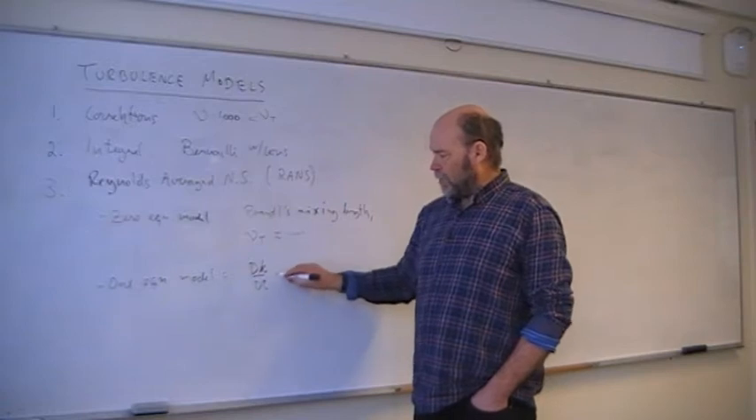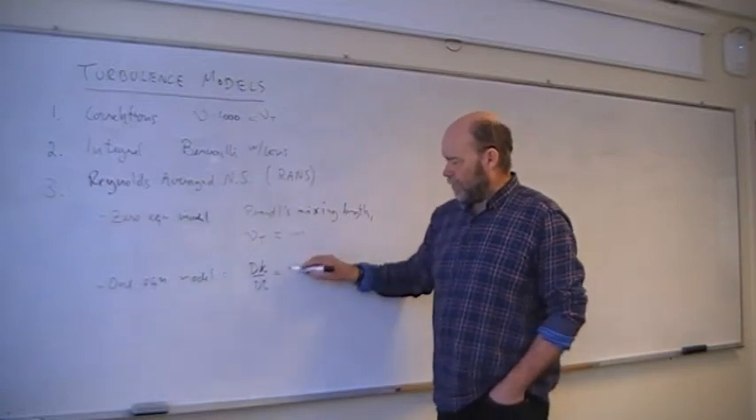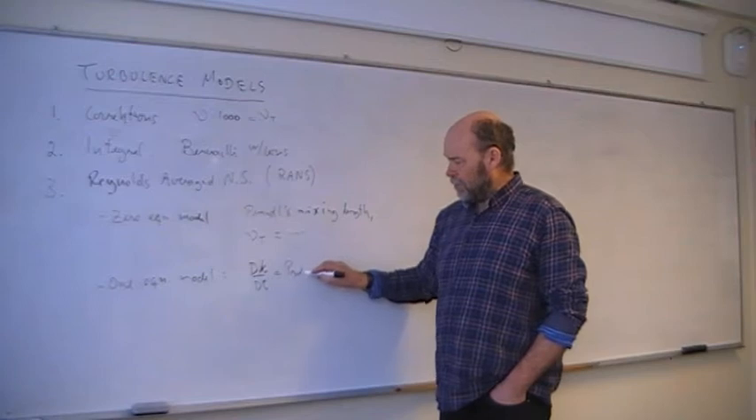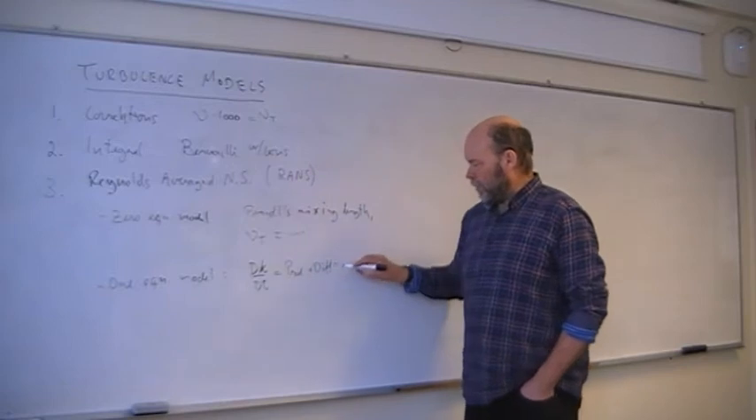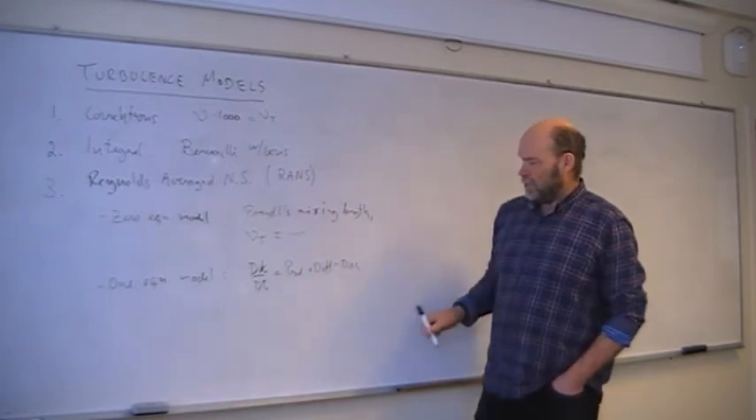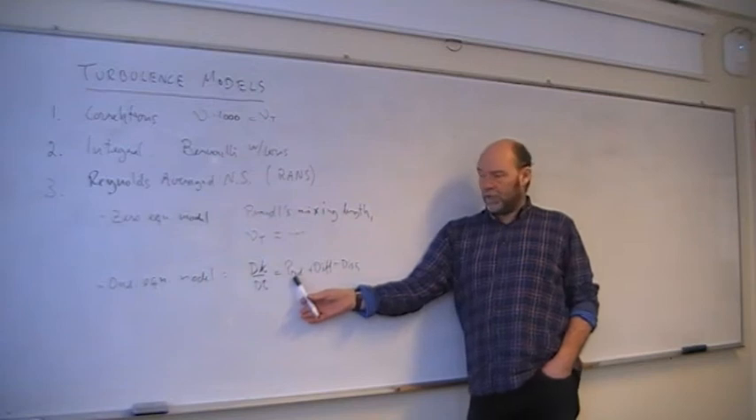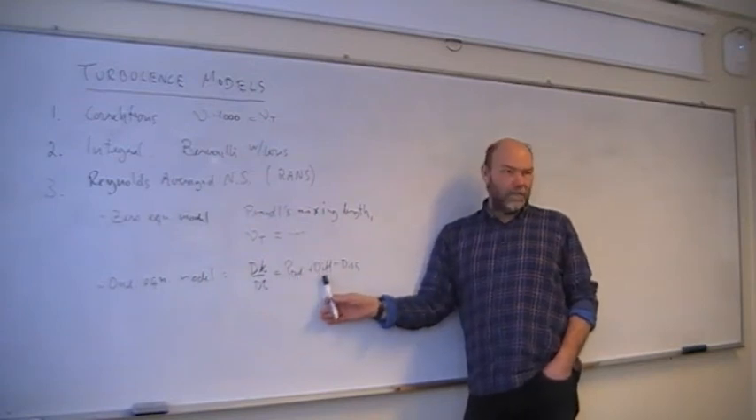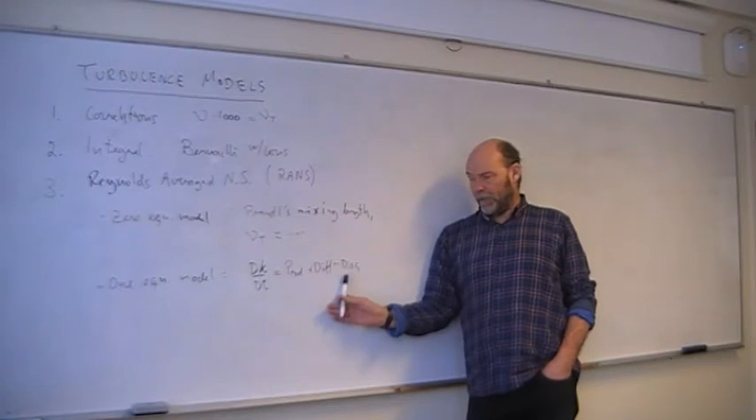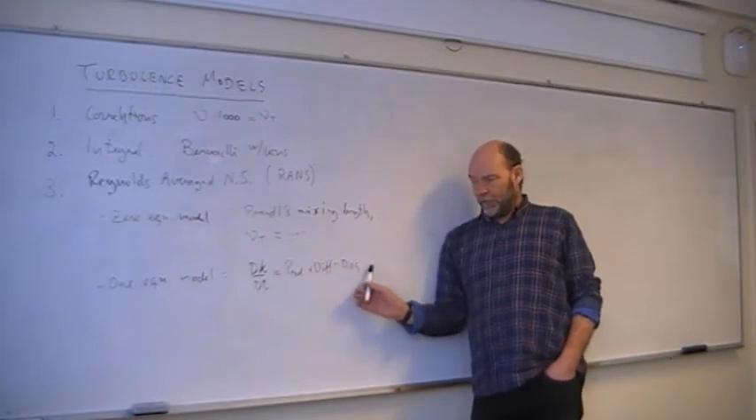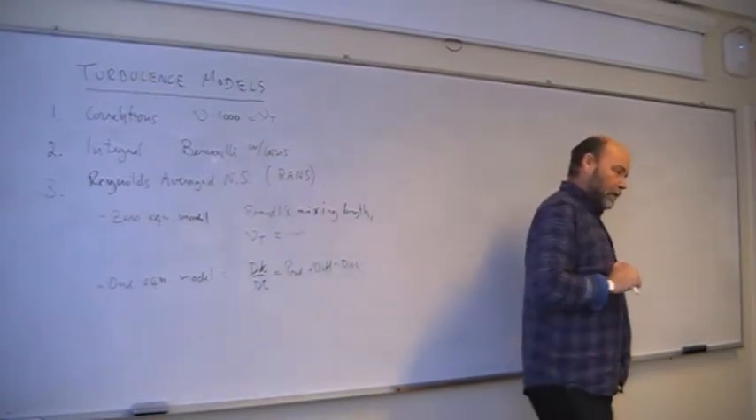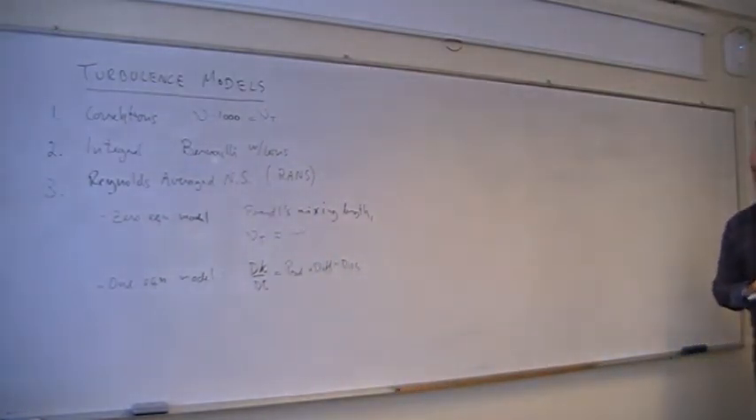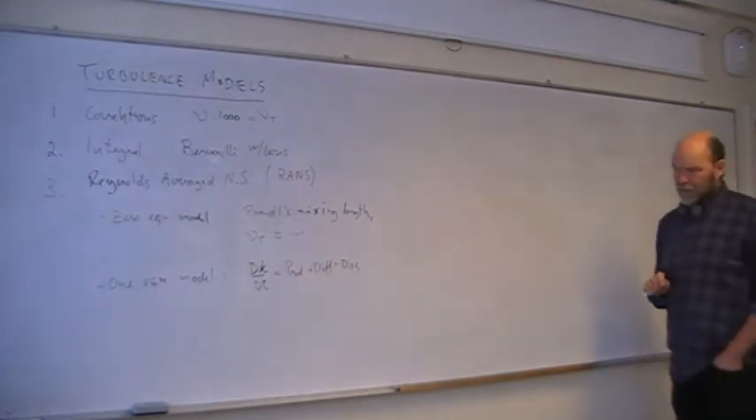And a transport equation you can always write in the form production, and you have diffusion, and then minus dissipation. Something that produces the quantity, something that diffuses it, spreads it around, and something that destroys it. And it's also possible here to have more terms. K here being the turbulent kinetic energy. So yes, this is one equation that has been used to some extent.